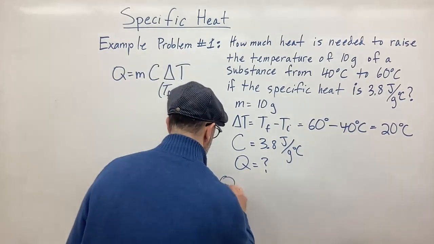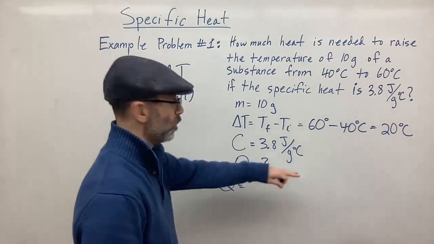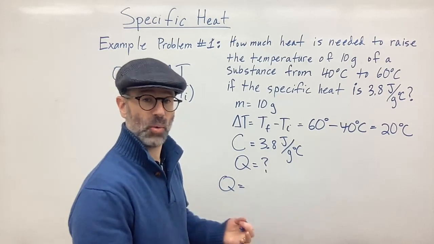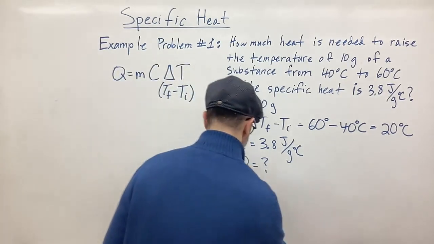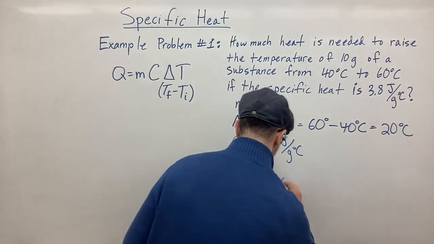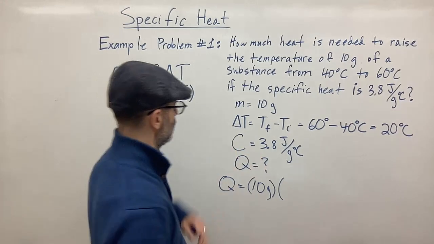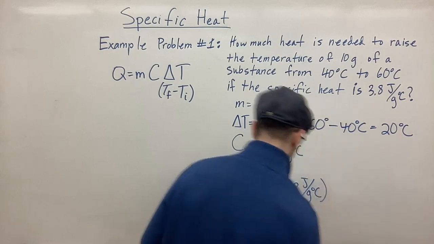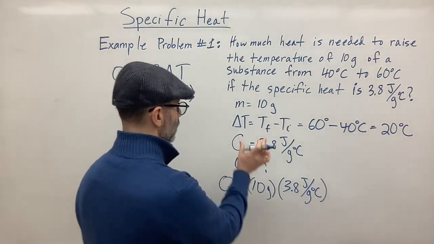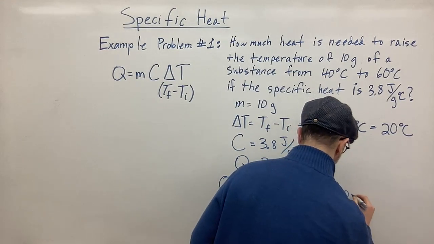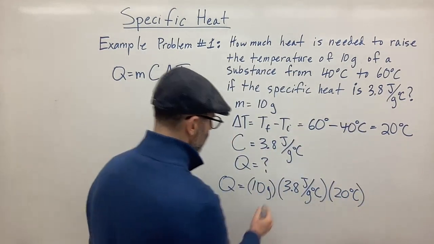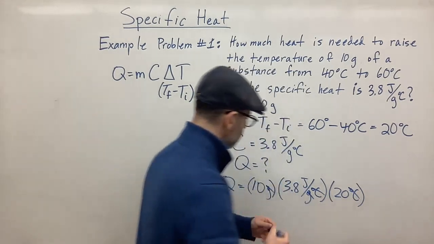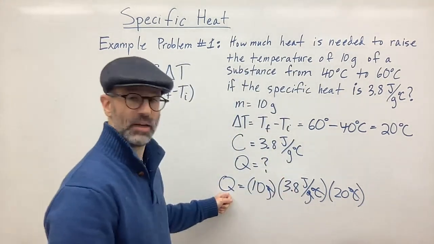So Q is equal to, and you should always write the units down in your equation so you can make sure all the units cancel out and you're left with the unit you want. So Q is equal to the mass, so we have 10 grams, multiplied by the specific heat, which is 3.8 joules per gram degree Celsius, multiplied by the temperature change, which is 20 degrees Celsius. So you can see here that the grams cancel out, degrees Celsius cancel out, and I'm left with joules. That makes sense because joules is an energy unit. I'm looking for heat, which is energy.